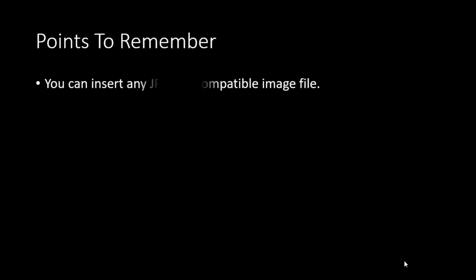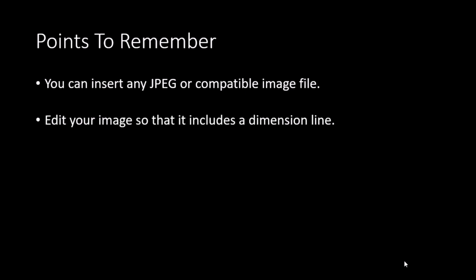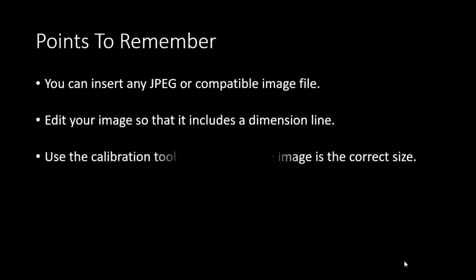So some points to remember. You can insert any JPEG or compatible image file using the insert function. Please remember to edit your image so that it includes a dimension line. This will make calibration much easier. And then finally, use your calibration tool to make sure that the image is the same size as the product would be in real life.